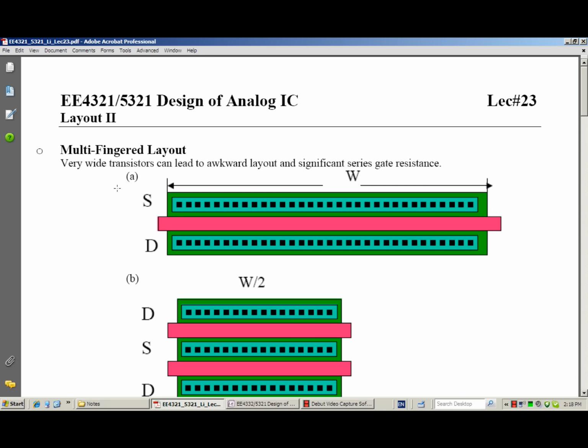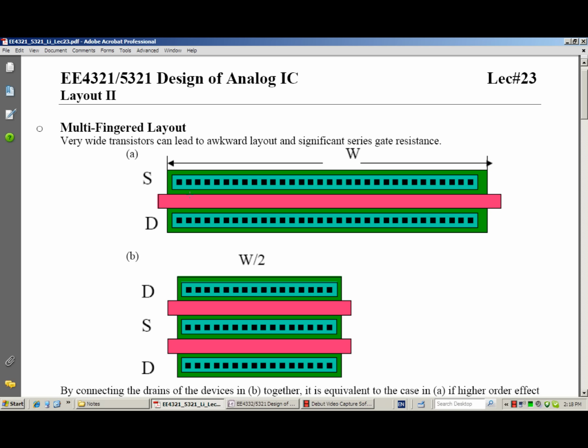The first technique we are going to learn is multi-finger layout. Normally for analog IC we have large transistors, especially where the width is large. If we lay out a transistor according to what we learned in our last lecture, we will have very wide transistors, and that can lead to awkward layout and significant series gate resistance.